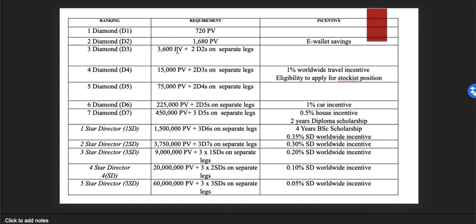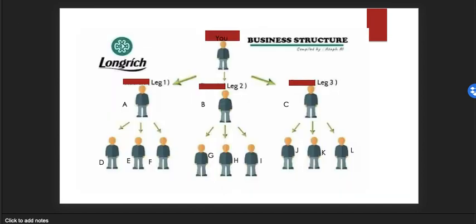Diamond 3, requirement is 3600 PV, but in addition, you should have 2 D2s on separate legs. What does that mean? Total PV for the entire team is 3,600 PVs, but either leg 1 or leg 2, or leg 1 and leg 2, or leg 2 and leg 3, or leg 1 and leg 3, whichever way, somebody along that line must be a diamond 2. It doesn't have to be A, B or C.